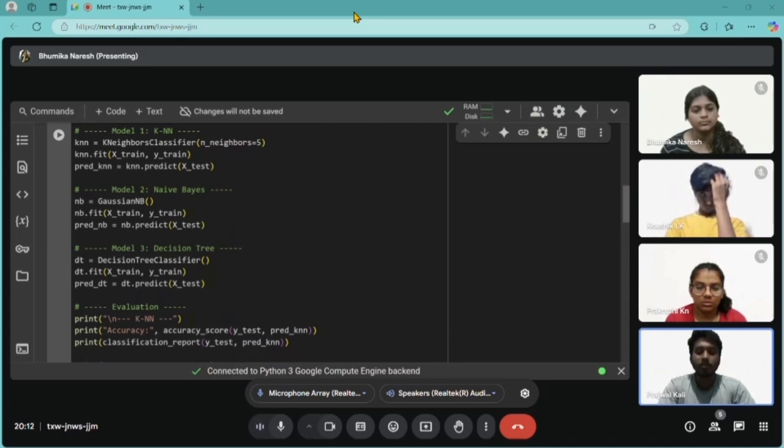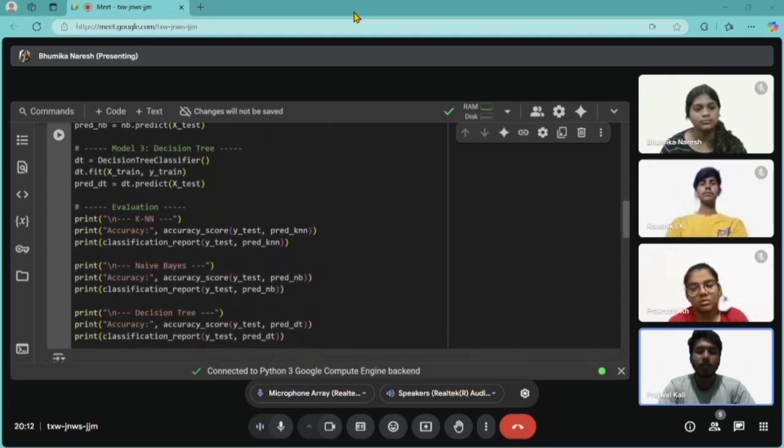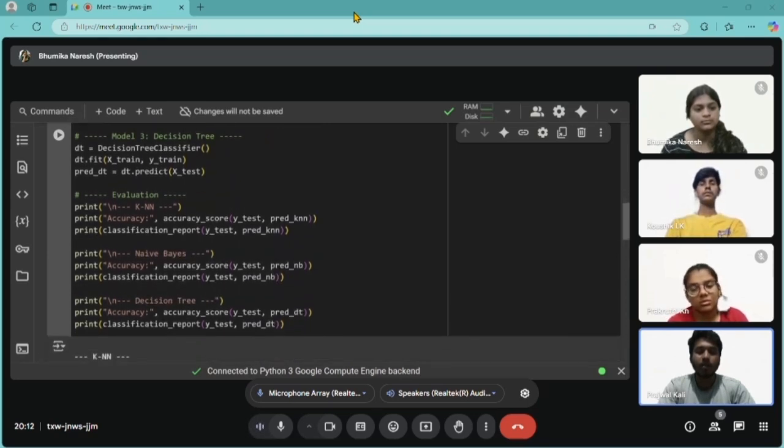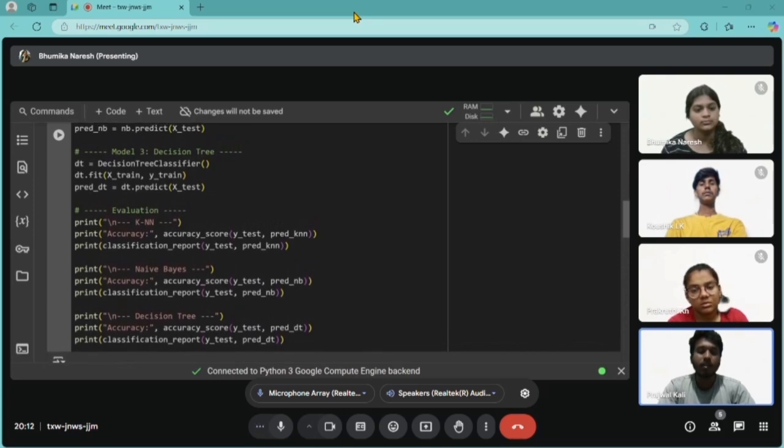Next, decision tree: dt = DecisionTreeClassifier(). dt.fit(X_train, y_train), then the prediction is dt.predict(X_test). This code explains that the decision tree asks yes or no style questions to predict the category step by step.